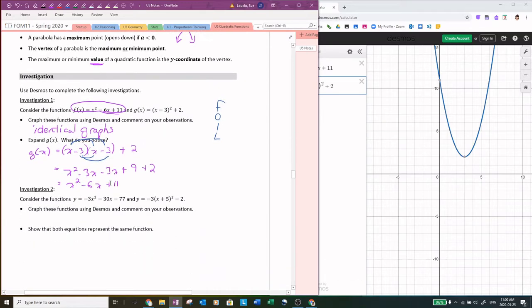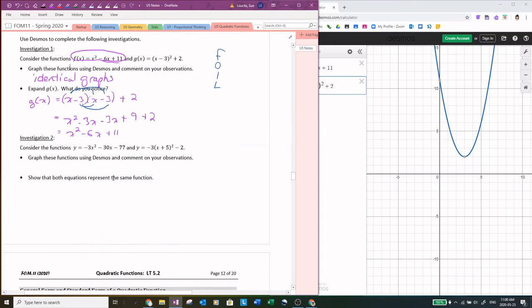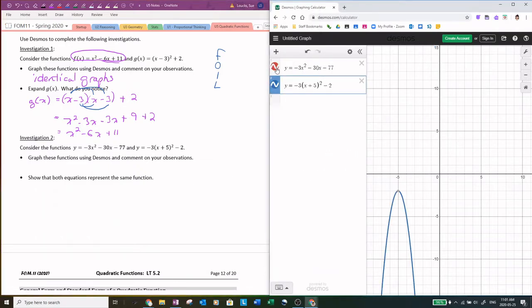All right, let's try that again. There are two more functions for you to try on Desmos, so go do that, record what you notice, and then come back. All right, let's see. Again, these are the same graph. They are the same function. They're just written in different shapes.